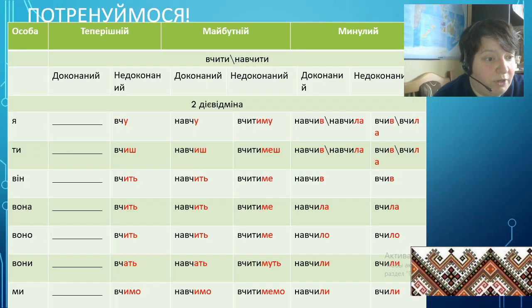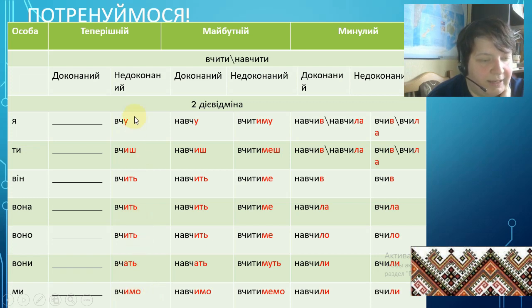And the second type of conjugation is here. So here we have the example of word вчити, to teach something or to learn something, and навчити, it's perfective state. So навчити, we will have a result. We have learned, or we will learn something, so that's it. Again, in present tense we don't have perfective state, only imperfective. So the endings are я вчу, ти вчиш, він вчить, вона вчить, воно вчить, вони вчать, ми вчимо.